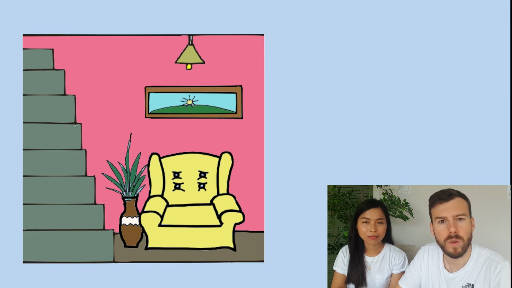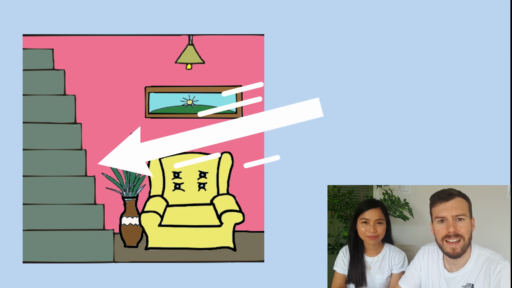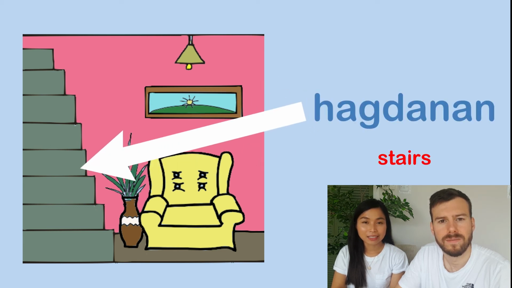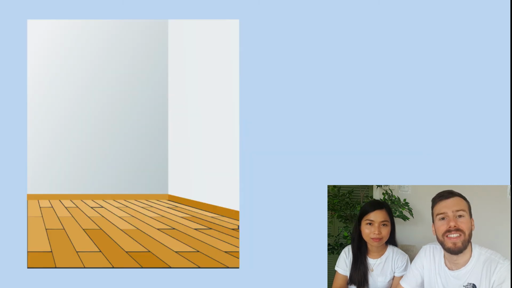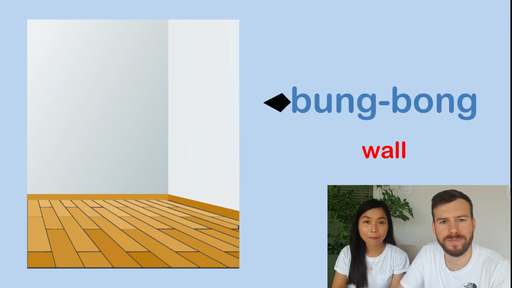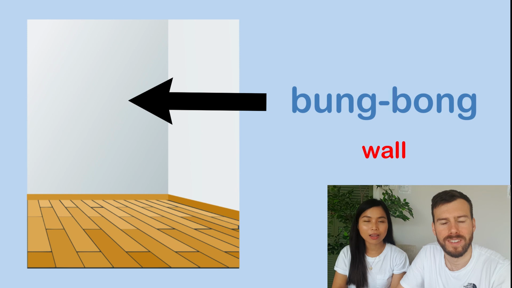And moving on, our next word is stairs. How do we say stairs? Hagdanan. In Bisaya, we say hagdanan for stairs. And the last word we're going to teach you today is the word for wall. So how do we say wall in Bisaya? Bungbong. Wall is bungbong.